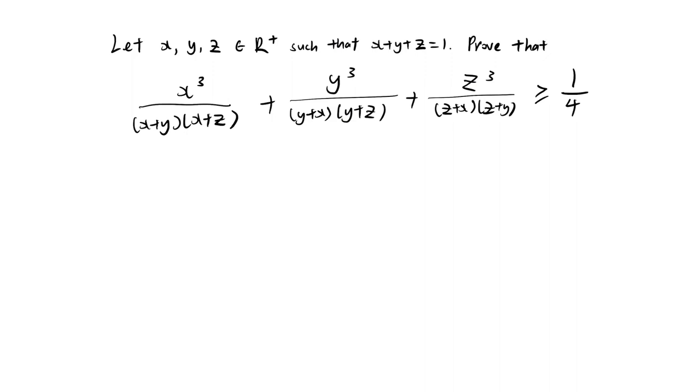Let x, y, z be positive real numbers such that x plus y plus z equals 1. Prove that x cubed over (x plus y)(x plus z) plus y cubed over (y plus x)(y plus z) plus z cubed over (z plus x)(z plus y) is larger than or equal to 1 over 4.